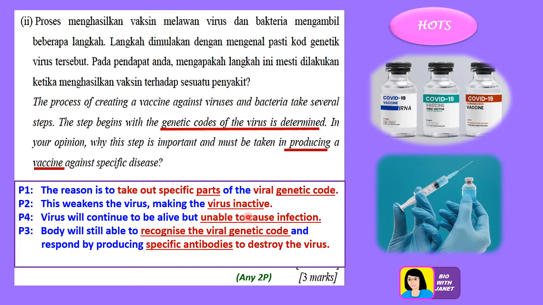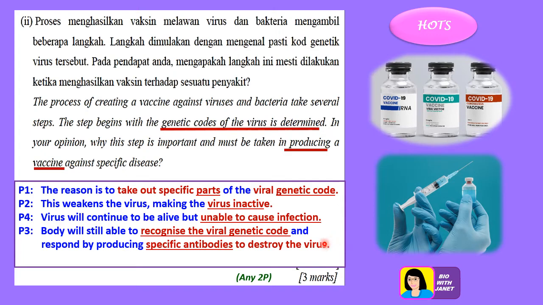And then this is going to be put in the vaccine, so that when a person is injected with this vaccine, which contains the weakened virus, the body will be able to recognize the viral genetic code and respond by producing specific antibodies to destroy the virus. But the virus will not be able to attack the body and cause the person to fall sick. So that is an important aspect of the vaccine. It must not be able to overcome the immune system of a person, right?